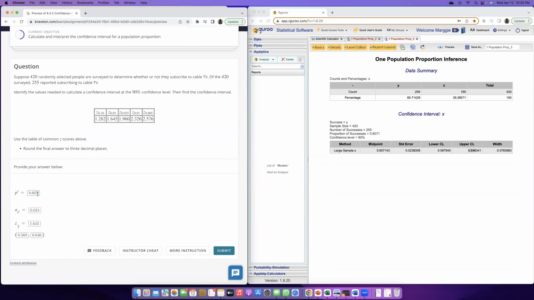All right, so again, proportion of success over sample size. This is the standard deviation, which is the square root of P times 1 minus P over N. The Z is the one that you find in this little table with the confidence level. And then we use the calculator to find our confidence interval.